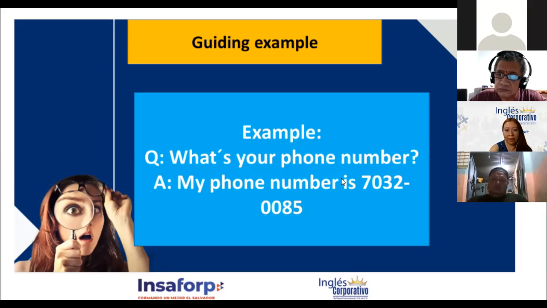Ustedes pueden decir en el ejemplo que tienen ahí, por ejemplo, 7-0-3-2 o pueden decir 7-O-3-2. No hace ninguna diferencia. Cualquier persona que hable inglés les va a entender perfectamente. Eso es universal. Thank you, Ricardo, for mentioning it. Yes. Okay.